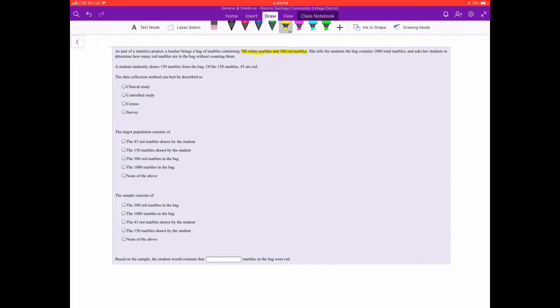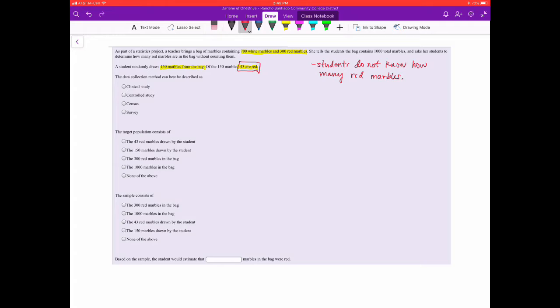A student randomly draws 150 marbles from the bag, and of those 150, 43 are red. So we have to remember that even though the teacher knows, the students do not know how many red marbles. So let's pretend you're the teacher and you tell the students, take 150 marbles from the bag, of which 43 that you find are red.